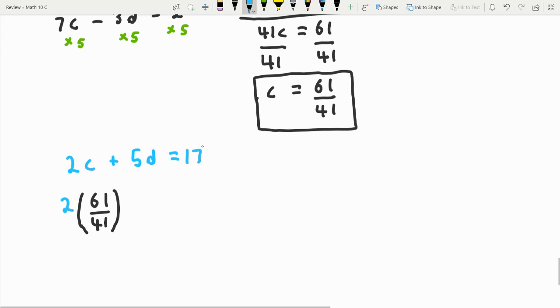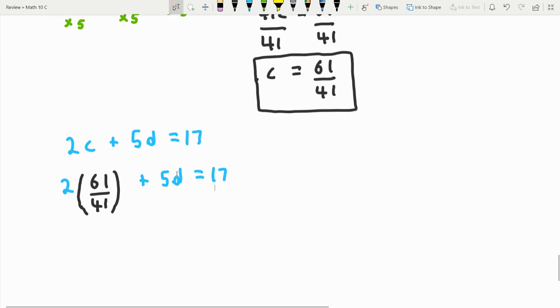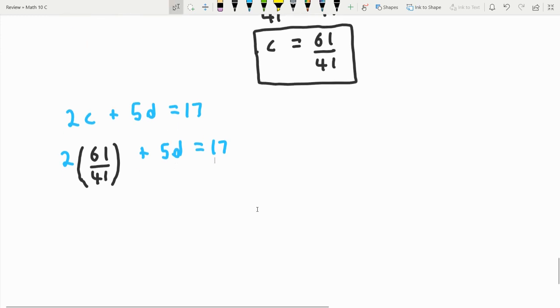So instead of 2c, I write it as 2 times 61 over 41 plus 5d equals 17. Now, this is the tricky part. I'm taking 2 and multiplying it to 61 over 41. But recall that 2 is essentially 2 over 1. So what I really have is 2 over 1 times 61 over 41, plus 5d equals 17.